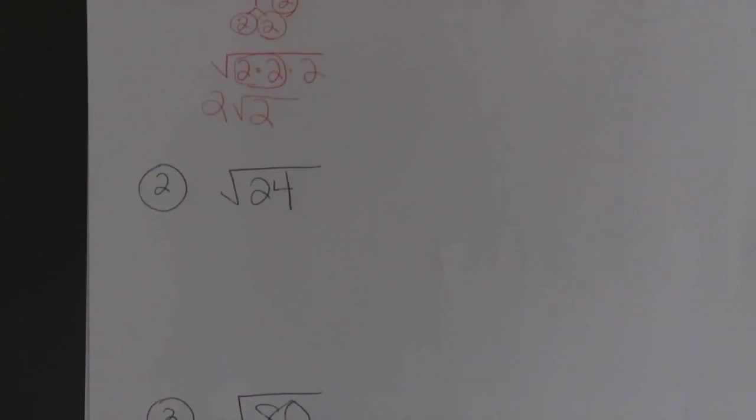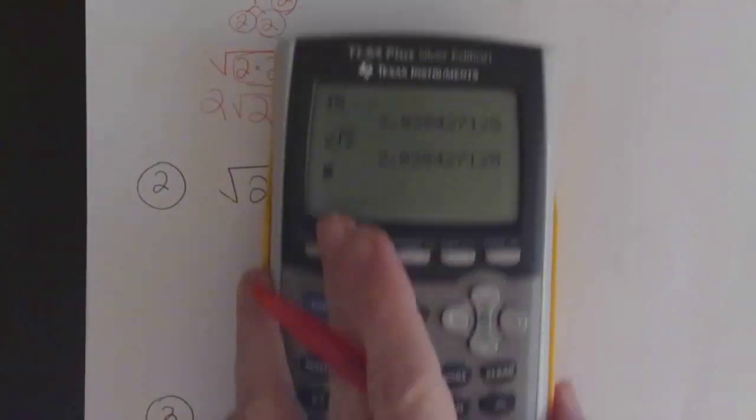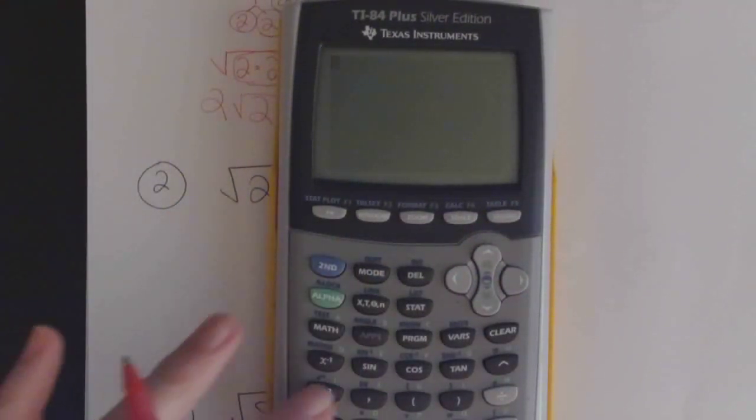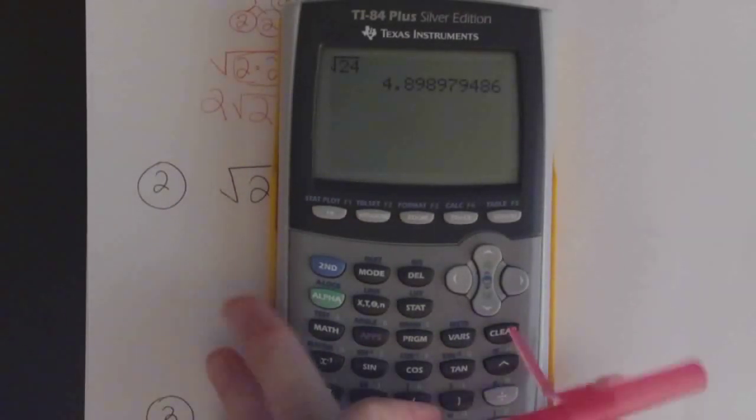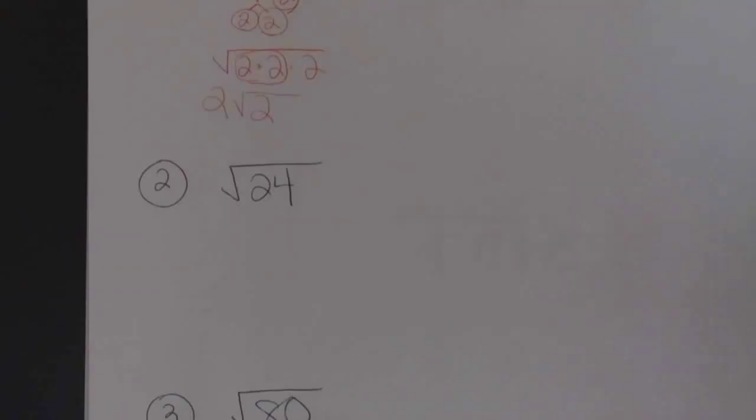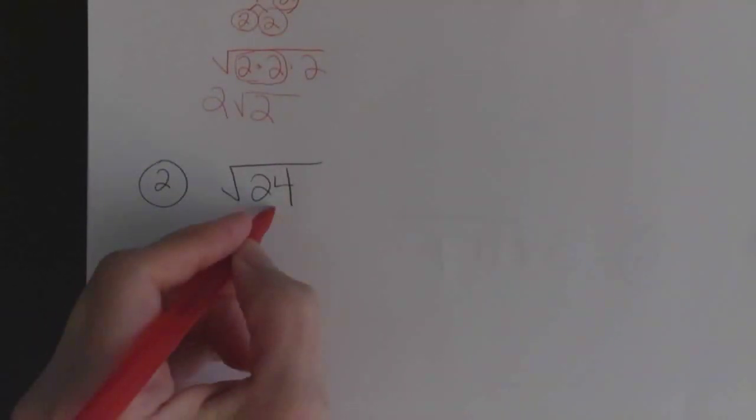The square root of 24. Okay. Well, the square root of 24 is nasty if you do it on a calculator. Watch. The square root of 24. Yuck. Let's see if we can simplify it without a calculator.